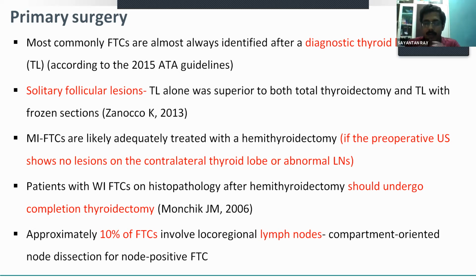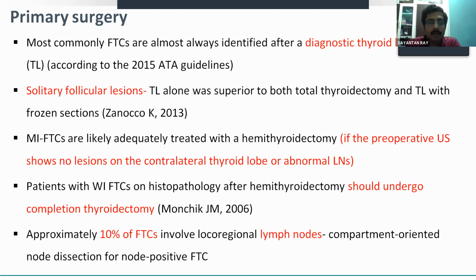So if there is a solitary follicular lesion, it has been found that thyroid lobectomy alone was superior to both total thyroidectomy and thyroid lobectomy with frozen sections. This is a cost-effective analysis in terms of both cost and quality-adjusted life years. And from ATA guidelines, there is also no specific recommendation on the use of frozen sections. So minimally invasive follicular thyroid cancers can usually be adequately treated with a hemithyroidectomy, provided the preoperative ultrasonography shows no lesions in the contralateral thyroid lobe or any abnormal lymph nodes.